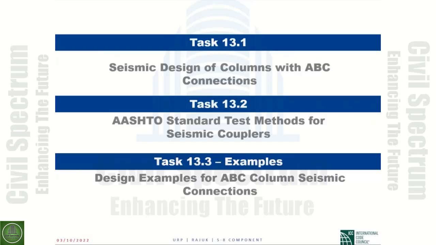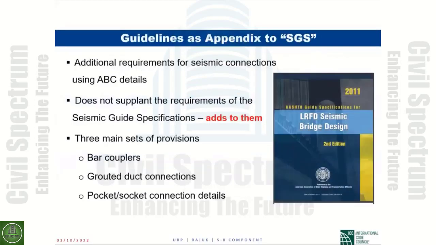So for seismic design of columns with ABC connections, what are the key elements that we have to consider? Also, the bar couplers have been around for a long time, but they have not been categorized as seismic couplers, so we developed standard test methods. What does it take for the manufacturer to prove that, yes, these are appropriate for moderate and high seismic zone applications? And there are, of course, design examples for ABC seismic connections that show how different details, different connections can be used.